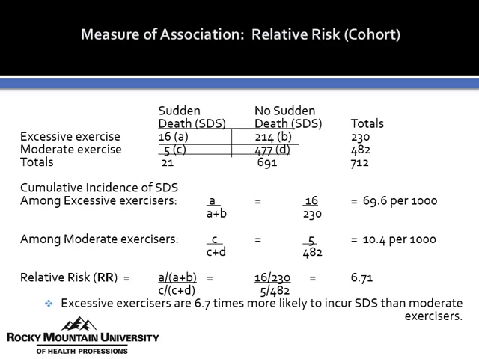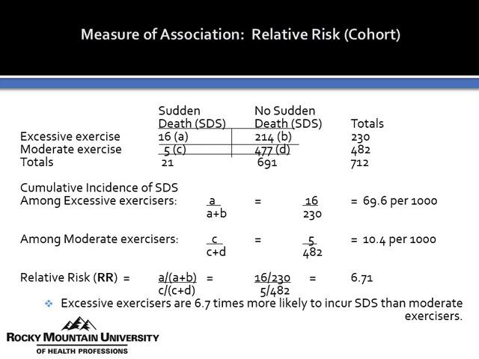So here's doing the math. Here's an example looking at the risk of sudden death, comparing those who do excessive exercise versus those who do moderate exercise. Calculating the relative risk there, running through the numbers, we see that excessive exercisers are 6.7 times more likely to incur sudden death than moderate exercisers.